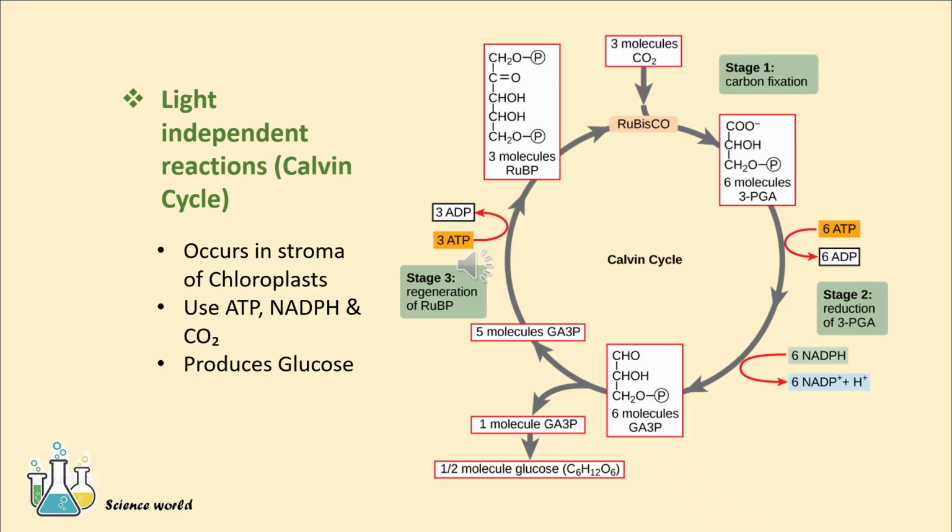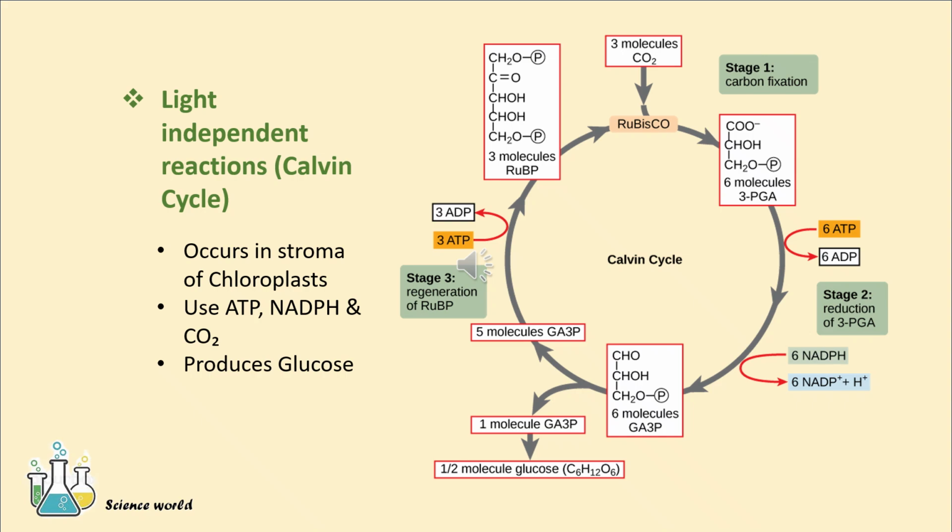In the process of the Calvin cycle, or the light independent reaction, there are three stages: carbon fixation, then reduction of glyceraldehyde triphosphates, and the regeneration of RuBP, which is known as ribulose 1,5-bisphosphate. So the Calvin cycle contains three stages: carbon fixation, reduction of 3-phosphoglycerate, and regeneration of ribulose 1,5-bisphosphate.